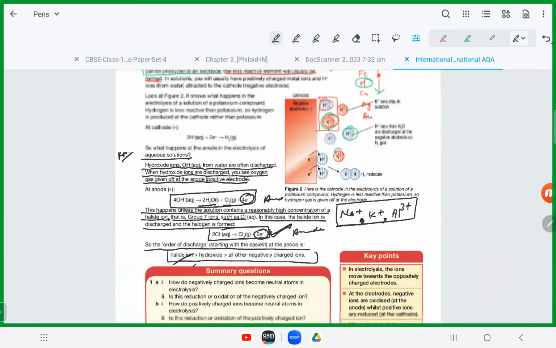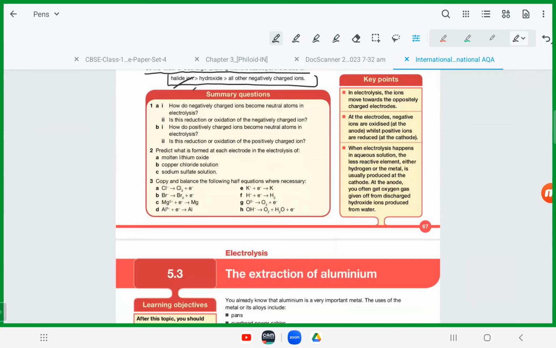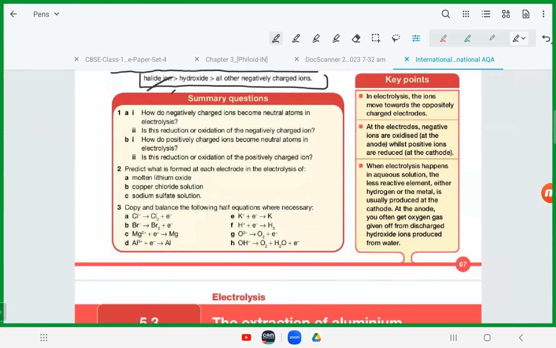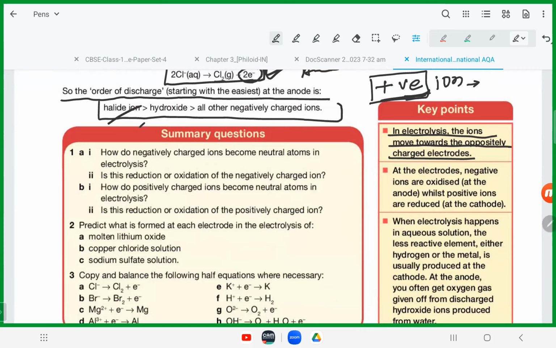Yes. Okay, thank you. Now let us go through the key points. Firstly, in electrolysis, the ions move towards the oppositely charged electrodes. So, Tarini, will positive ions move towards the cathode or the anode? They are saying the oppositely charged electrode. Yes, positive ions will move towards the negative electrode, which is the cathode. Very good, you are great.